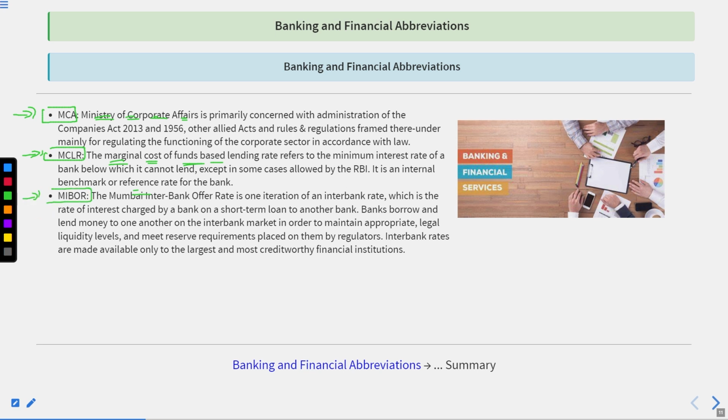MIBOR, the Mumbai Interbank Offer Rate. One iteration of the interbank rate. It is the rate of interest charged by a bank on a short-term loan to another bank. Banks borrow and lend money to one another on the interbank market in order to maintain the appropriate legal liquidity levels and meet reserve requirements placed on them by the regulators. Interbank rates are made available only to the largest and most creditworthy financial institutions.